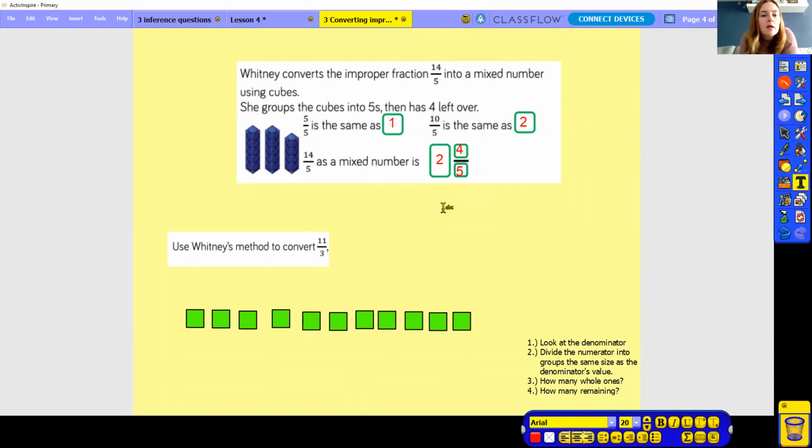Right, perfect. So we're now going to use Whitney's method to convert 11/3. We're going to put them into groups of 3, like Whitney did, because that's how many it's out of. So let's move these now. So they're in groups of 3.